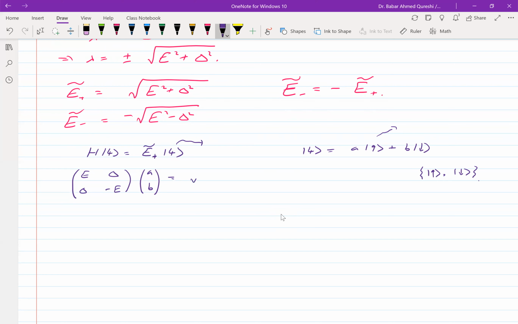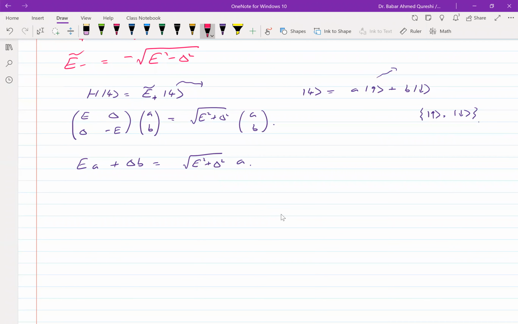So the first eigenvalue is this, and that gives me EA plus delta B is E square plus delta square A, and that gives me B equals to minus A delta square, yeah, over delta.